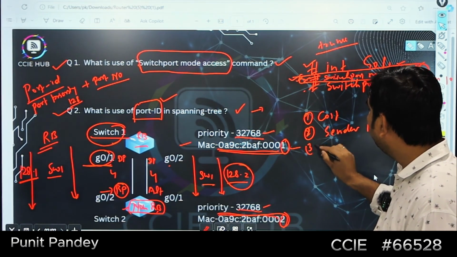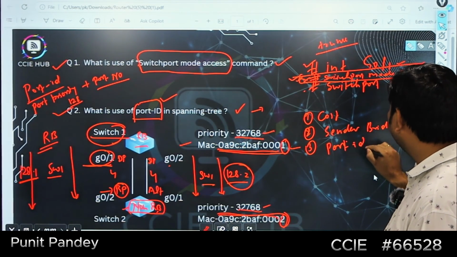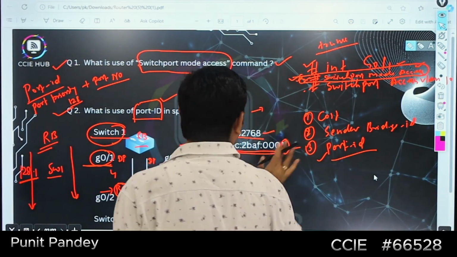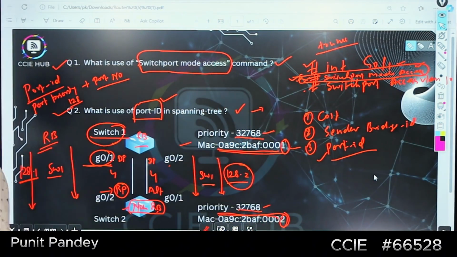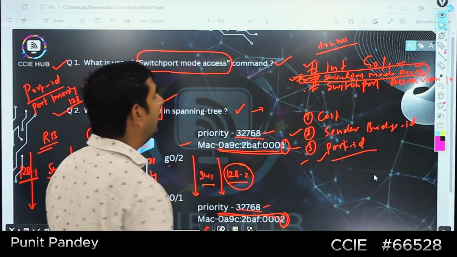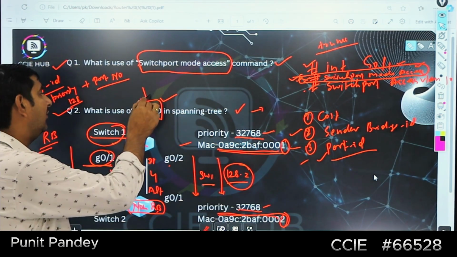If the sender bridge ID is also equal, then it will use the sender port ID. So if the cost is a tie, the sender bridge ID will work as a tiebreaker. If the sender bridge ID is a tie, then the sender port ID will work as a tiebreaker. So there the port ID will be used, guys. Thank you.